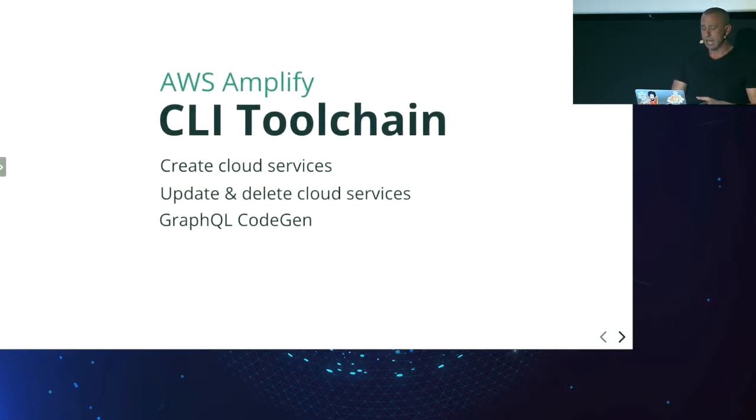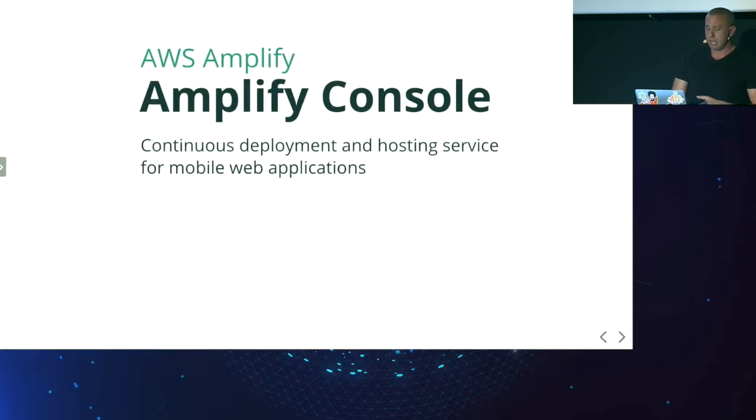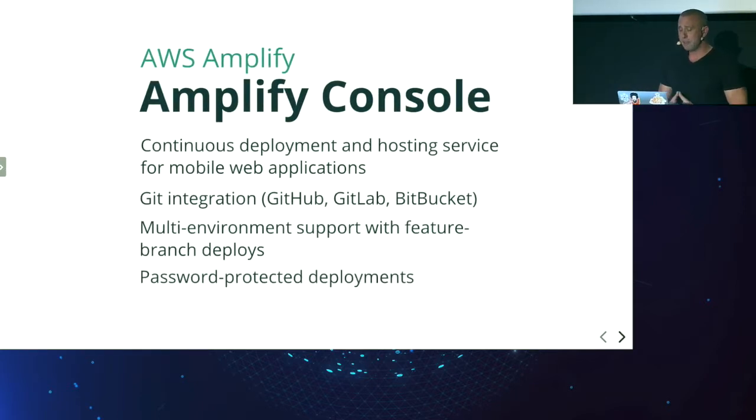So the CLI allows you to create cloud services. It allows you to update and delete those cloud services. And then it also allows you to do the GraphQL code generation I mentioned earlier. And then finally, the console. The console allows continuous deployment and hosting services for mobile web applications. Right now, we're going to be adding additional platforms in the future. We have Git integration with GitHub, GitLab, and Bitbucket. So you connect your repo to our console. We automatically build and deploy your application, the front end and the back end.